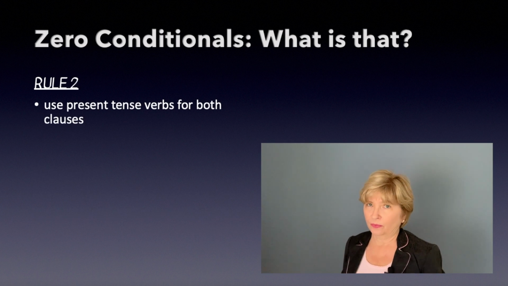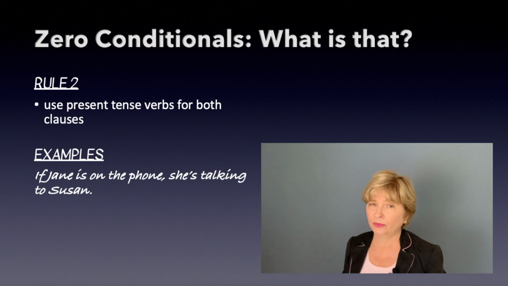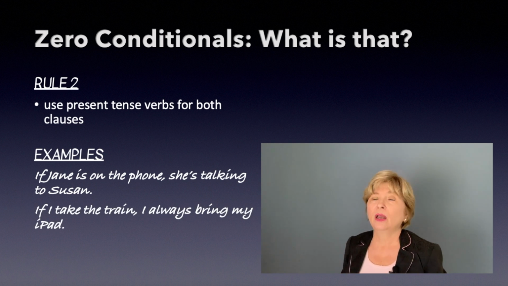Rule number 2. Use present tense verbs in both clauses. Examples. If Jane is on the phone, she's talking to Susan. Notice that the verb in the first clause is simple present, and the verb in the second clause is present progressive. That's okay, as long as they're both present tenses. One more example. If I take a train, I always bring my iPad.